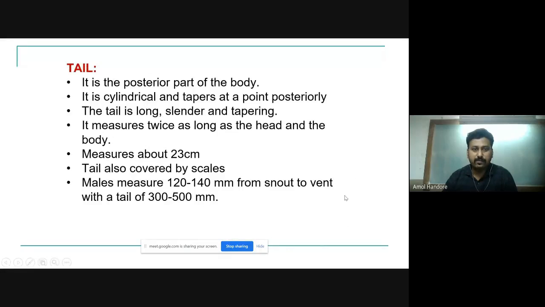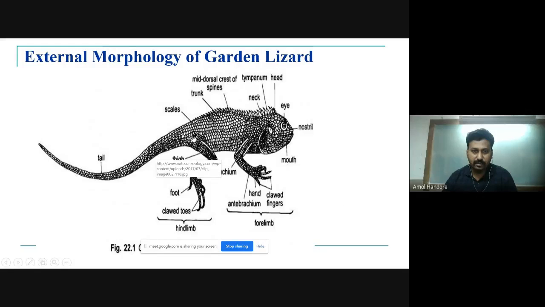Now we come to the last part of the body, that is the tail. The tail is the posterior most part of the body. It is cylindrical and tapering at the end. The tail is long, slender and tapering, right? So if you see in the picture, the tail is almost longer than the body size, and as we go to the tip, it goes on tapering. That means it becomes smaller in width.